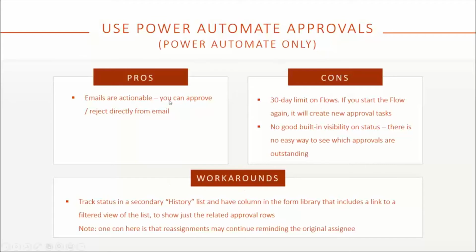So this is good because you can actually do the approve reject directly from email, but like many other flows, you've got the 30-day limit, and you don't have the status visibility. And I guess the workaround that Hillary has mentioned here is you could track status by creating a separate history list and then having a column in there that you filter based on the task ID or something like that. But then you couldn't handle it when it gets reassigned to somebody else, right? Right. So we can't capture reassignment as far as I can tell.